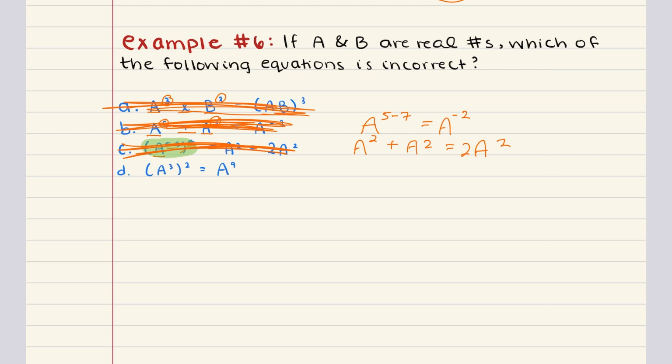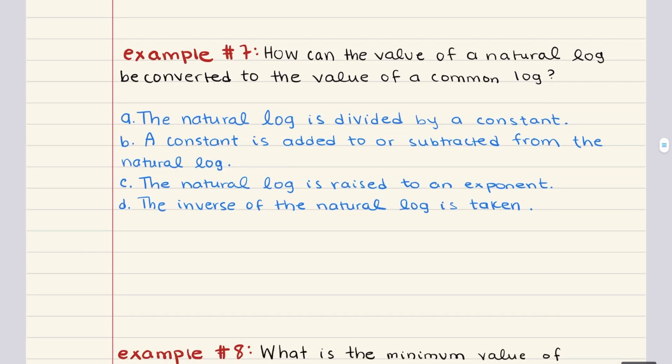Now we're left with answer choice D. This is incorrect because of the power rule of exponents. When you're raising a power to another power, you just multiply the exponents. So this should be equal to A to the 6th power, not A to the 9th power. So the only equation that's incorrect is answer choice D. That's the correct answer for problem 6. Let's move on to problem 7.